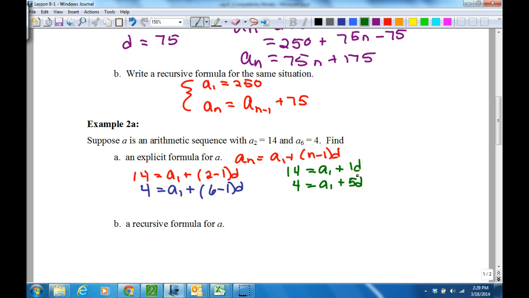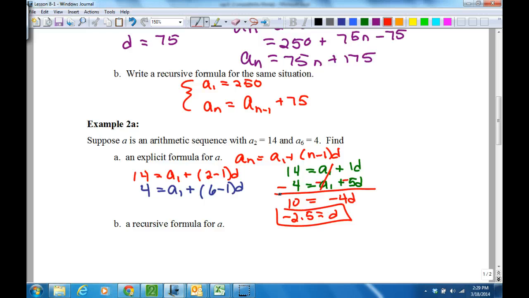Do you guys remember how to solve simultaneous equations? Stack them up and subtract them from everything, right? I'm just subtracting everything here. So 14 minus 4 is what? 10. The a's cancel out, and the d's become negative 4d. So if I solve for d, what do I have? Negative 2.5, right? That's my d.